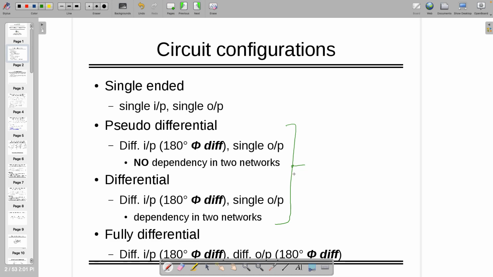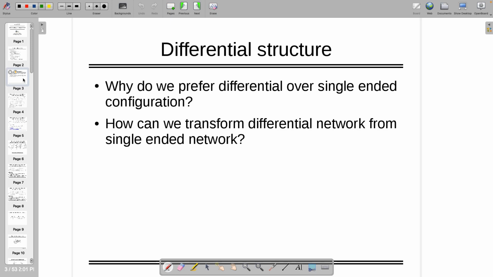I'm also expecting that this is an old one. I believe everyone knows this, right? And this is called fully differential, where there are two inputs and two outputs, and the most important part is they have to be 180-degree phase shifted to each other. So why do we prefer differential over single-ended configuration?